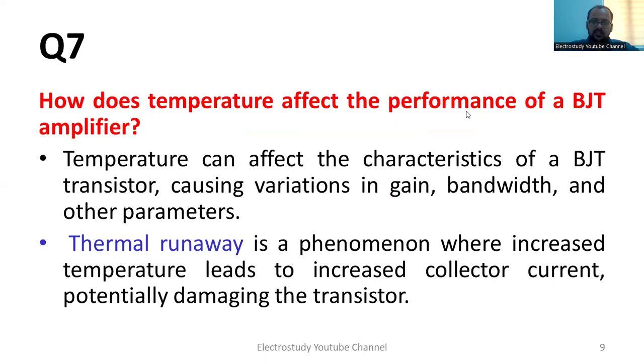How does the temperature affect the performance of a BJT amplifier? So temperature has a major role. You might have heard about thermal runaway. The temperature can affect the characteristics of the BJT transistor, causing variation in the gain. Definitely the gain is varied, even the bandwidth, apart from other types of parameters. Thermal runaway will destroy the entire BJT. You might have heard about thermal runaway.